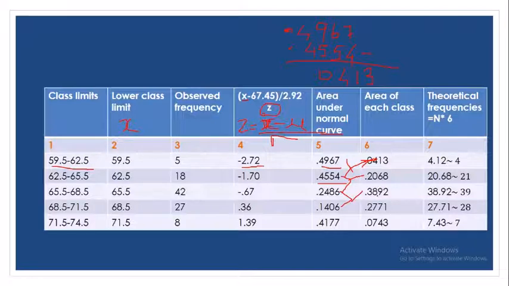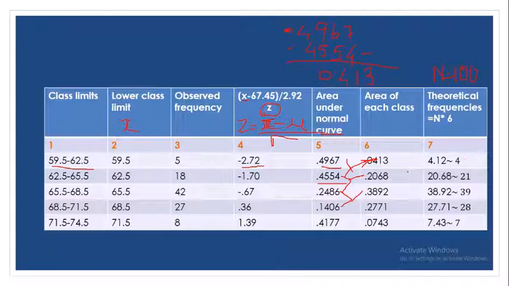Multiply the next value into 100. Now n is equal to 100, so that you don't have any confusion. I will multiply 0.3892 into 100, so that you get 38.92, which is approximately 39. So that is how you fill up the seventh column, and this is how you get the theoretical frequencies, or the expected frequencies.